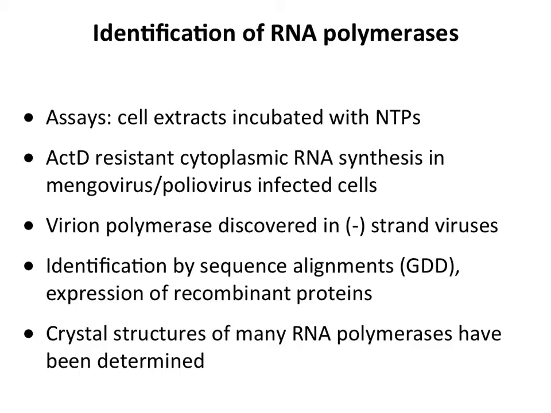So there are certain sequences. GLIASP, for example, is one of them. It's a signature of an RNA polymerase, and you can see that in the sequence, and then you can express the protein in cells and show that it can copy RNA templates. And now today we have three-dimensional structures of many RNA polymerases, so we can see exactly how they work. And this is important because a lot of drugs can be designed that would inhibit these polymerases.